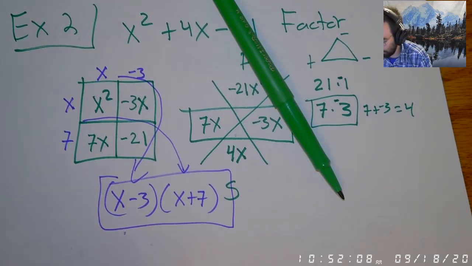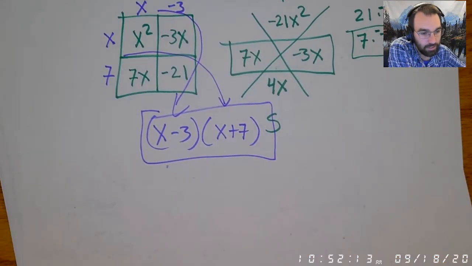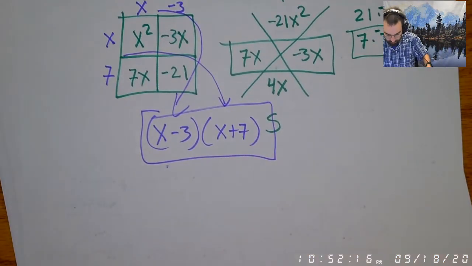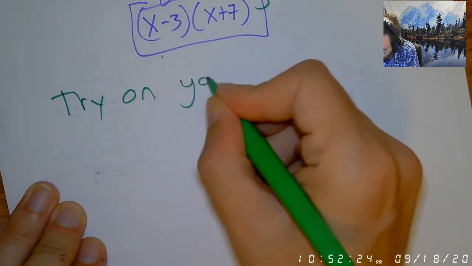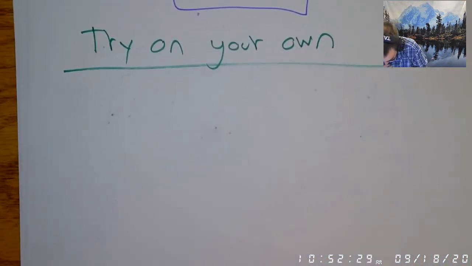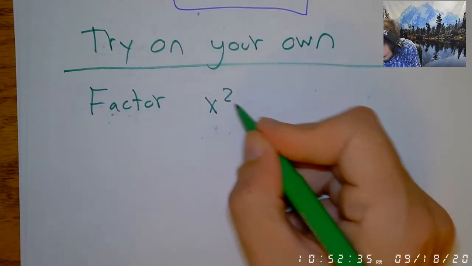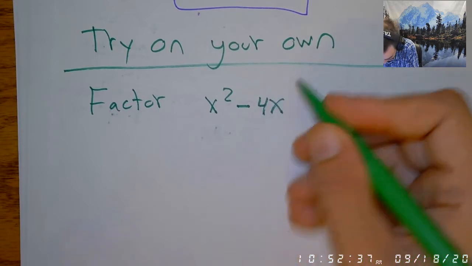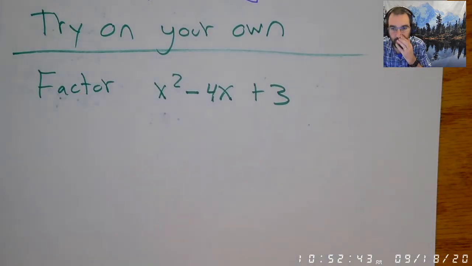So this gives us time for you guys to try one on your own. Okay? So let me get a good problem for you to do on your own really quickly here. Okay? So try on your own. Okay, and here is one for you guys. I want you to factor x squared minus 4x plus 3. Okay, and since this takes quite a bit of time, I'm going to give you guys 2 minutes.